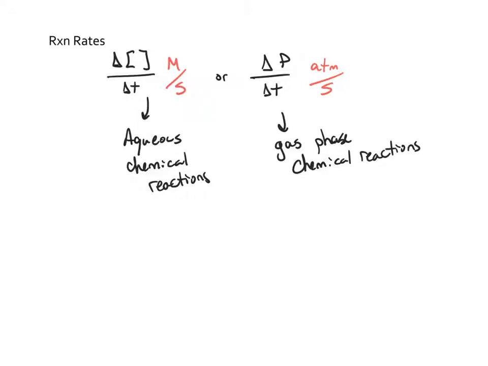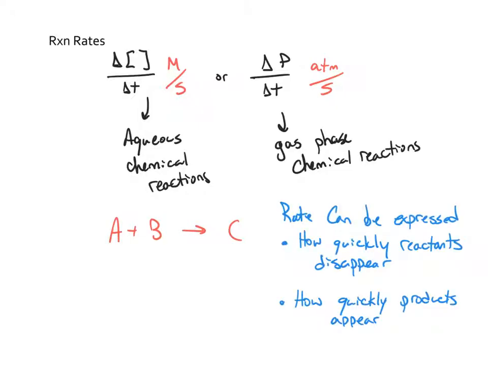Let's take, for example, the chemical reaction A plus B gives you product C. Now, if I'm going to talk about the rate of this reaction, I can reference each of these substances to describe the rate. Rates for a reaction can be expressed based on how quickly the reactants disappear and how quickly the products appear. Take, for example, once again, my general form of a chemical reaction.